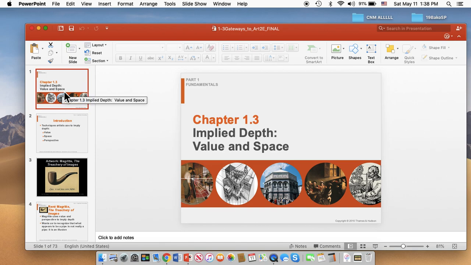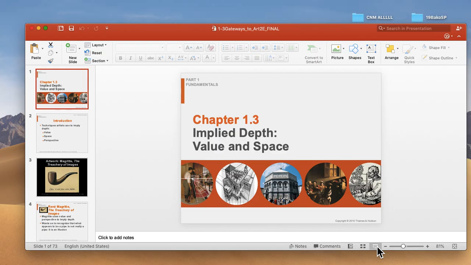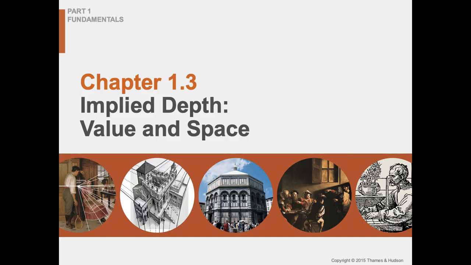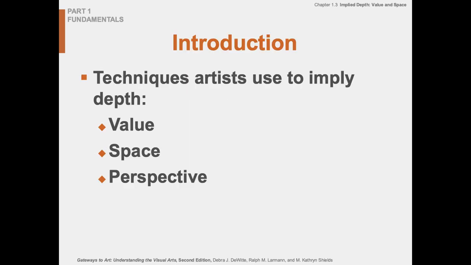3, Part 1. This is about implied depth, value, and space. We're going to look at value first. We're going back to the two-dimensional image to start with, or two-dimensional artwork. And there's a lot of ways in which artists build space in a two-dimensional painting or drawing so that it feels like it's a three-dimensional space. So space, value, space, and perspective are three things that are used to imply depth.